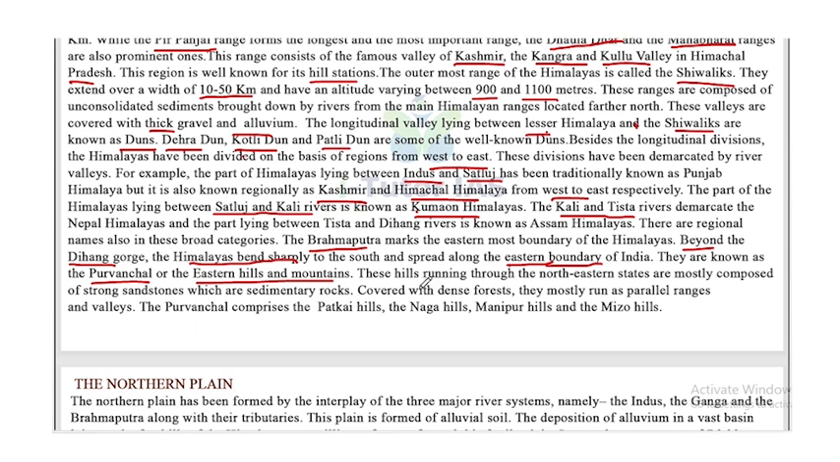Now, these hills run through the northeastern states. They are mostly composed of strong sandstone, which are sedimentary rocks. They are covered with dense forest and mostly run as parallel ranges and valleys. The Purvachal comprises the Patkai Hills, the Naga Hills, Manipur Hills and the Mizo Hills.